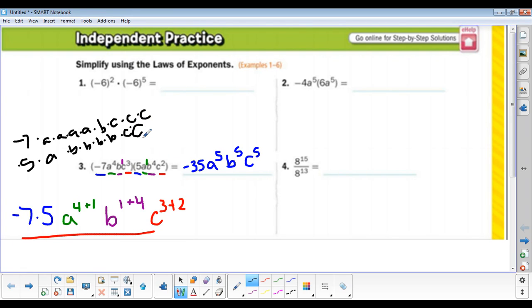And again, we end up doing the same thing. We have our -7 times 5, that's our -35. We have a total of 5 a's, so that's a to the 5th. We have a total of 5 b's, so that's b to the 5th. And we have a total of 5 c's, that's c to the 5th. So again, these properties that we're learning this week are just shortcuts so that you don't have to write all that stuff out, but it works either way.